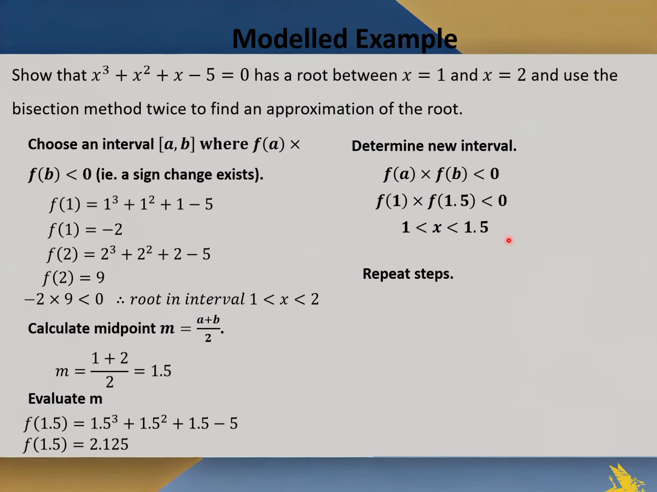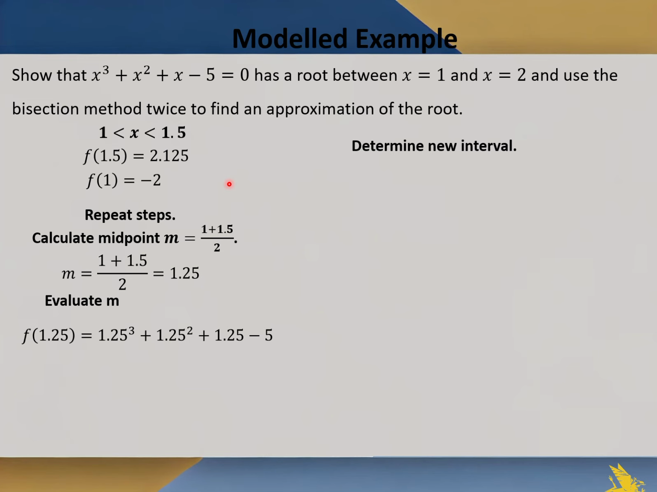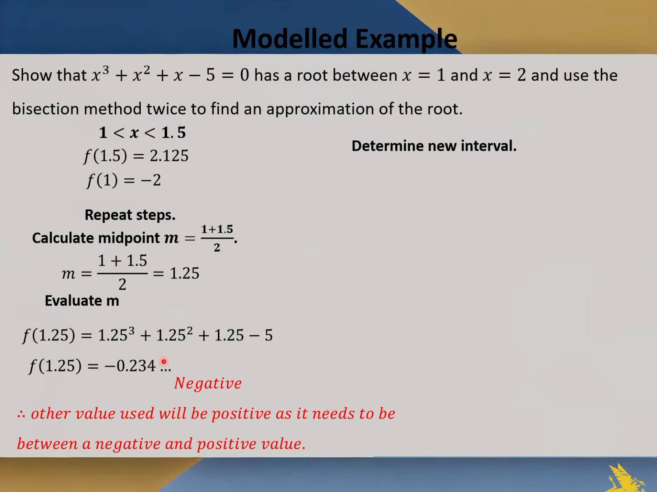So again, to find the midpoint, I'm just going to add 1 and 1.5 together, and I'm going to halve it, and we know that's going to give us 1.25. I'm then going to evaluate and substitute the 1.25 into my equation and find out the value. So that value is negative 0.234. So based on this, being it's negative, we will be using this value.